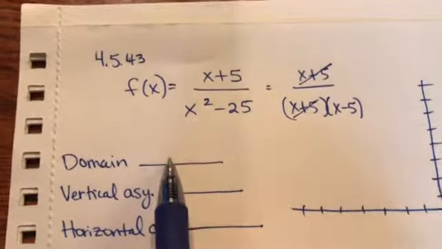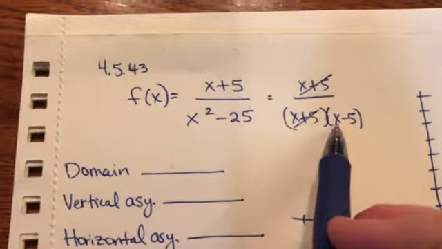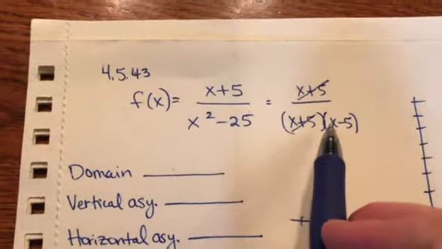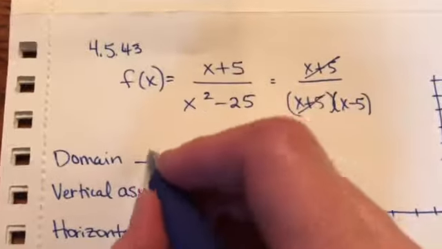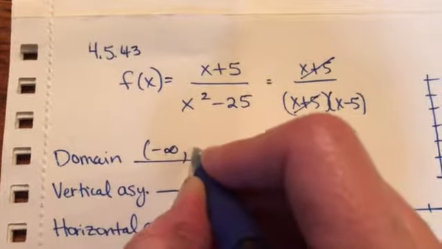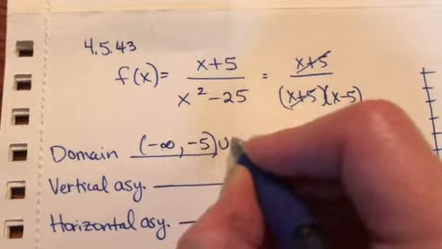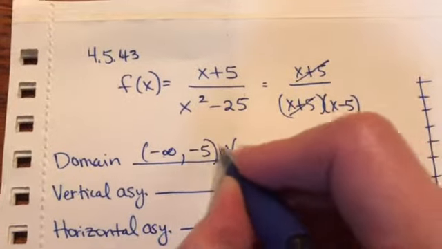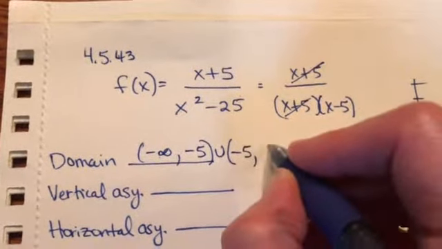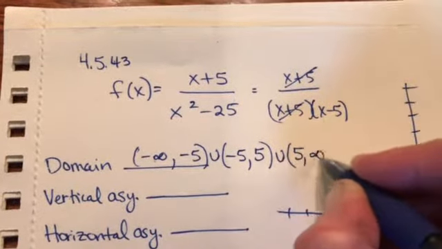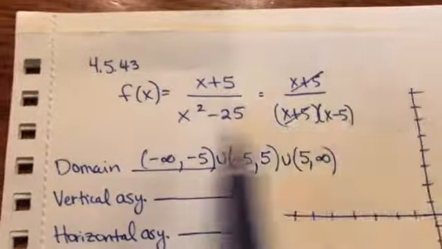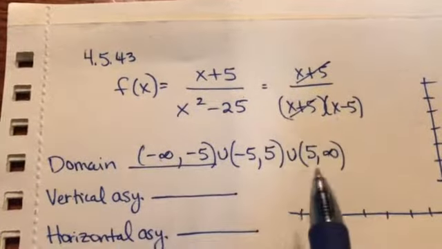Now your domain is still, if it doesn't work in the beginning, it doesn't work in the end. So I have to say, hey, x can't be 5 and x can't be negative 5. When I write my domain, it's from negative infinity to negative 5. Can't use negative 5, so I use a parenthesis, and then I'm good till I get to 5. Then I skip 5 all the way to infinity. So whether things cancel or not, it will not affect your domain.